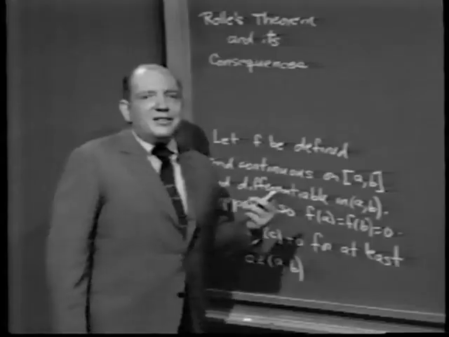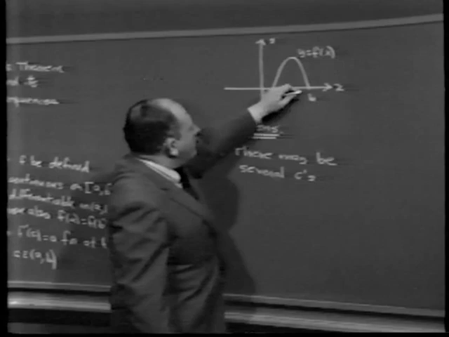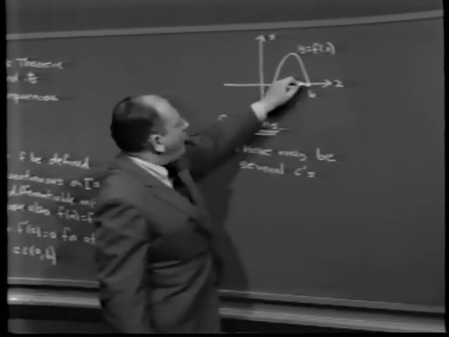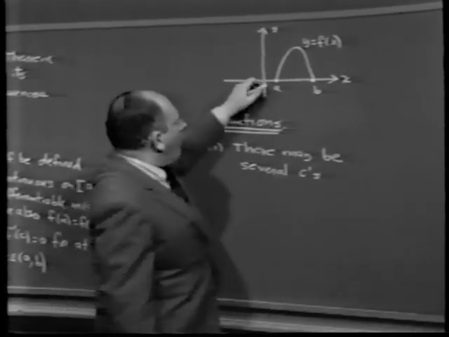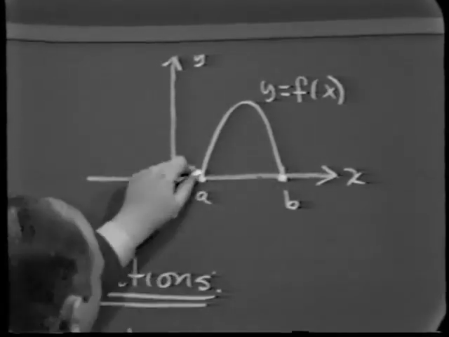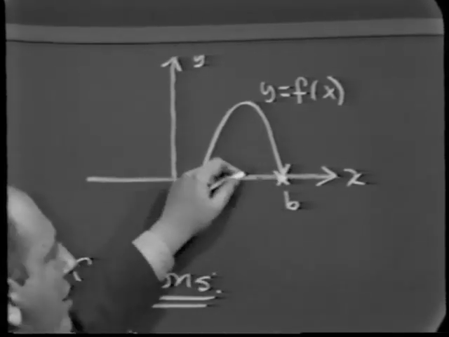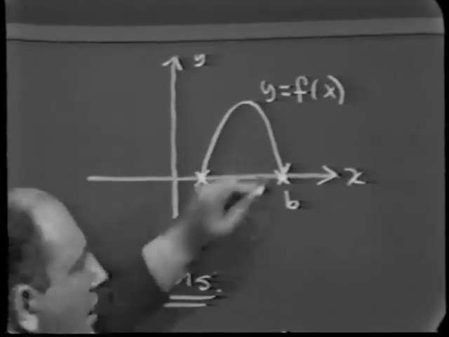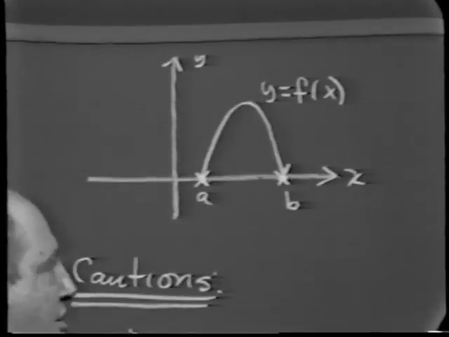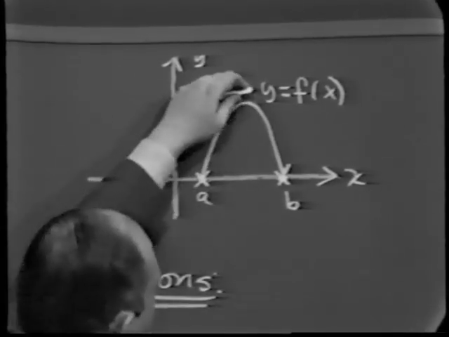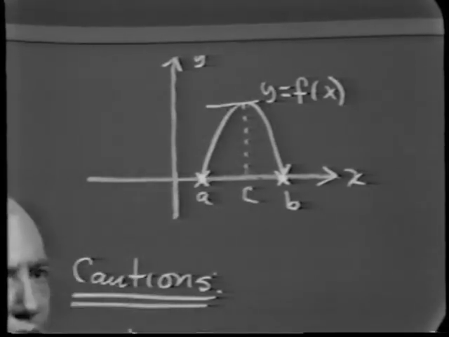Now what this says intuitively is simply this. Suppose you have a curve that is unbroken for all values of x between a and b inclusively. Suppose the curve is smooth. Suppose the curve starts here and ends here. Then what we're saying is there must be some point in here where the curve levels off. In other words, some place where you have a horizontal tangent, which is what f prime of c equals 0 means. In this particular diagram, this would be the value of c that we're talking about.